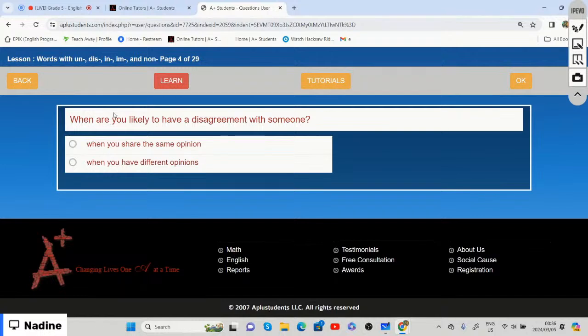Then, when are you likely to have a disagreement with someone? A disagreement. So, a mineral. Then, if we go to the next one, it says, when are you likely to have a disagreement with someone? A disagreement. Like nobody wants to understand. That's a disagreement. So, disagreement, it says when you share the same opinion or when you have different opinions. You either share the same opinions or you have different opinions.